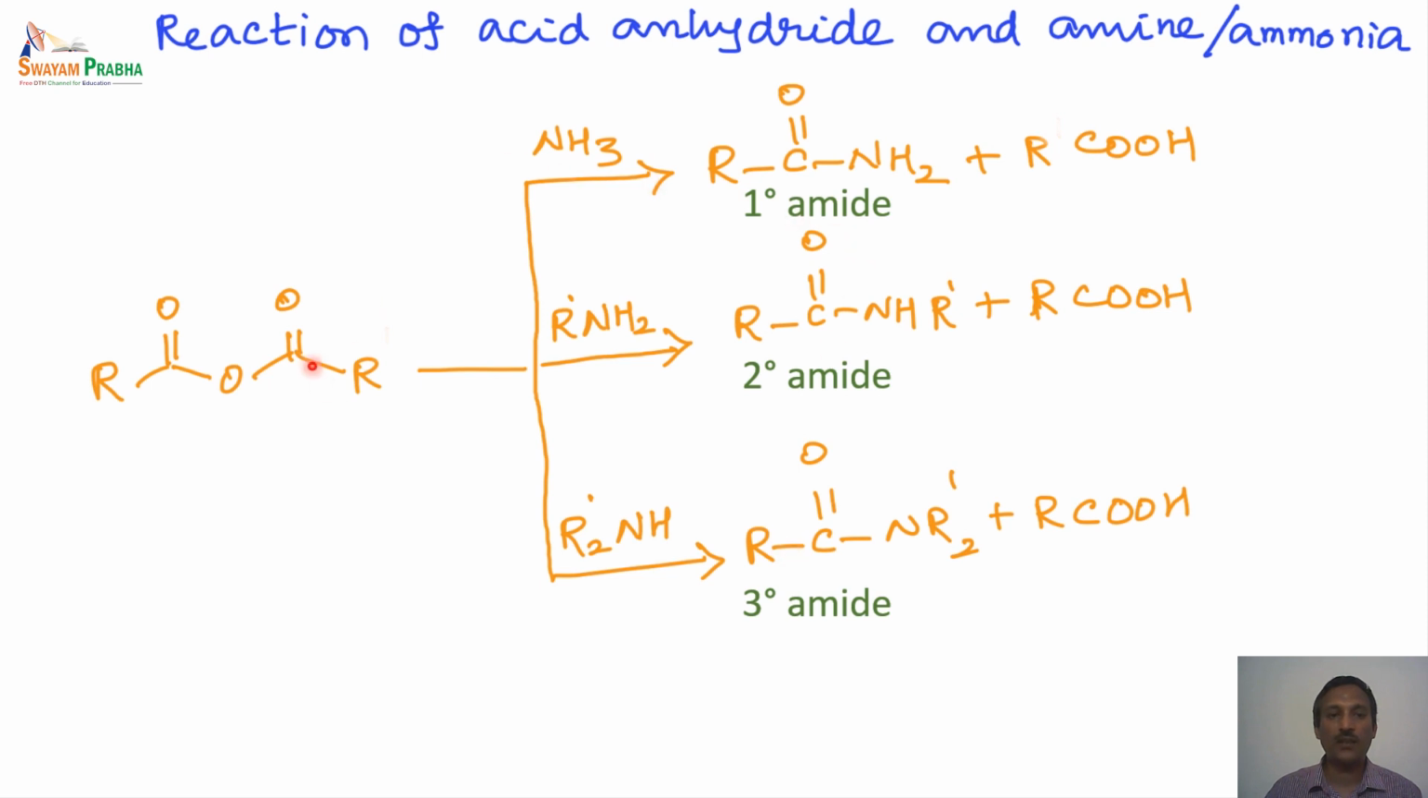And acid anhydrides when treated with ammonia react very similar to acid chloride. The only difference is anhydrides react slower compared to acid chlorides. So anhydride when treated with ammonia produces primary amide. Treatment of anhydride with amines, especially alkyl amines, produces secondary amides. Anhydride when treated with secondary amines produces tertiary amides.